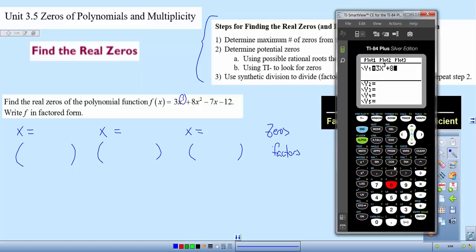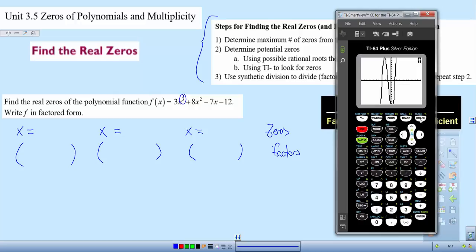plus 8x squared minus 7x minus 12. Remember we've already done zoom 6, but we can do it again. We can get a visualization that it looks like it crosses at negative 2, negative 1, and positive 1, but let's take a look at our table to see for sure.